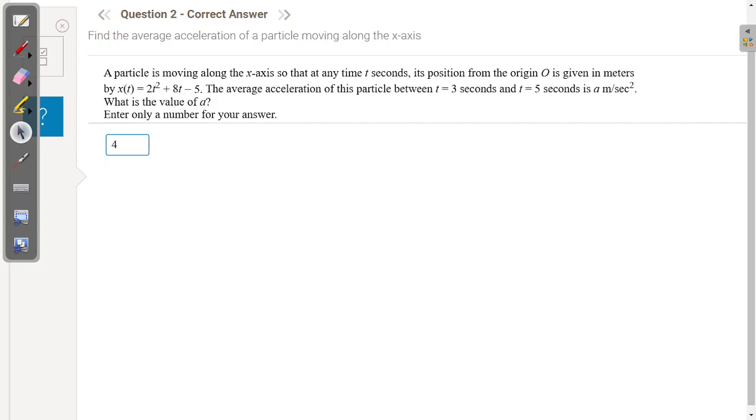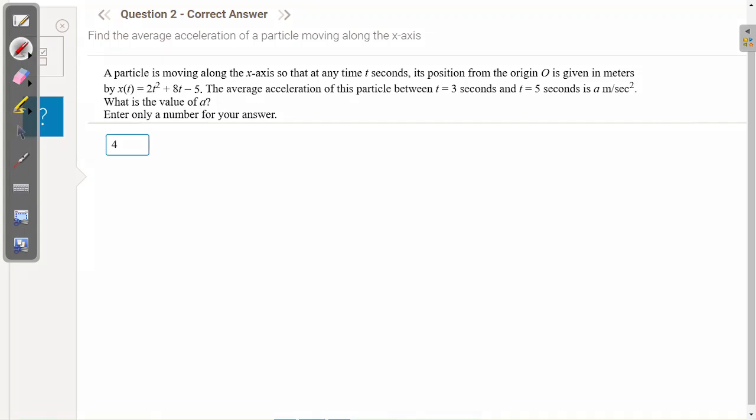Okay, a particle is moving along the x-axis so that at any time t seconds, its position from the origin O is given in meters by x(t) equals 2t squared plus 8t minus 5. The average acceleration of this particle between t equals 3 seconds and t equals 5 seconds is a meter per second squared. What is the value of a?